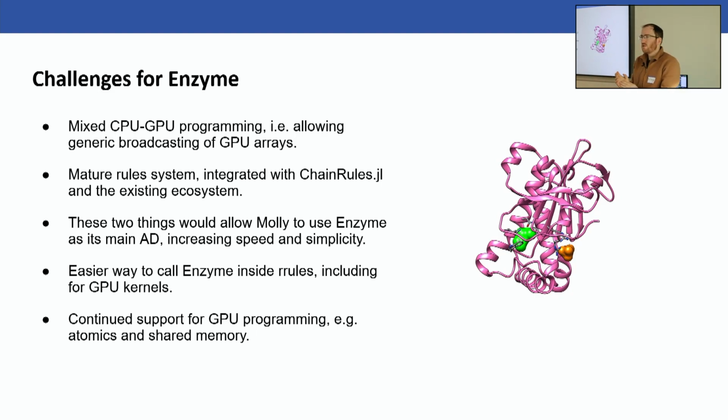Also, it'd be nice to have an easy way to call Enzyme inside ChainRules rules, including for GPU kernels. At the minute, you do have to write a bit of boilerplate, and then continued support for GPU programming to fix any bugs that arise, which I expect they will, just because of the complexity of some of these algorithms.